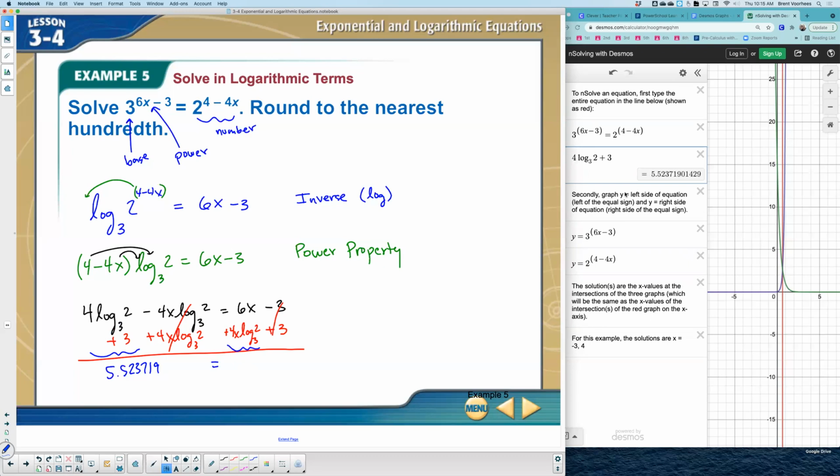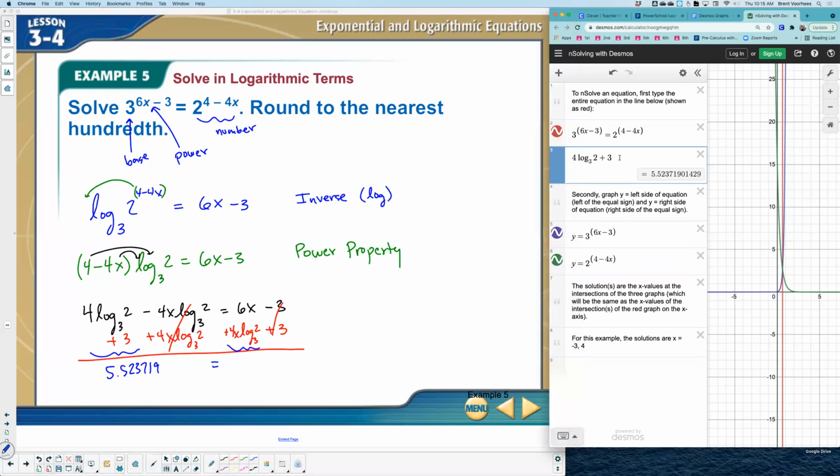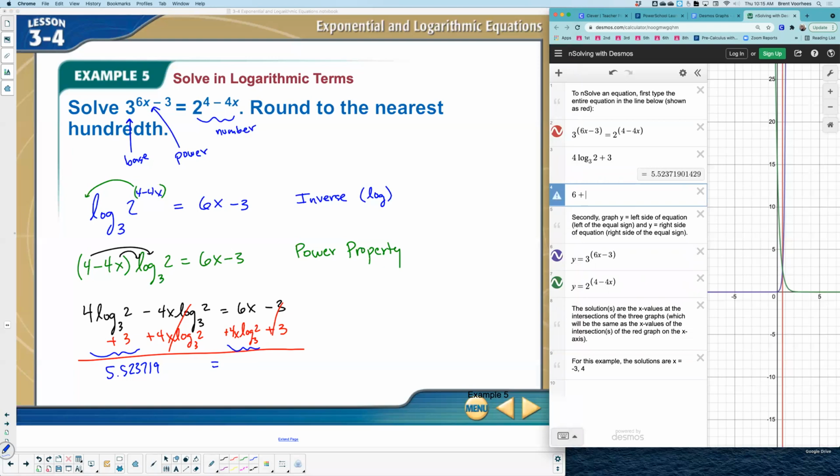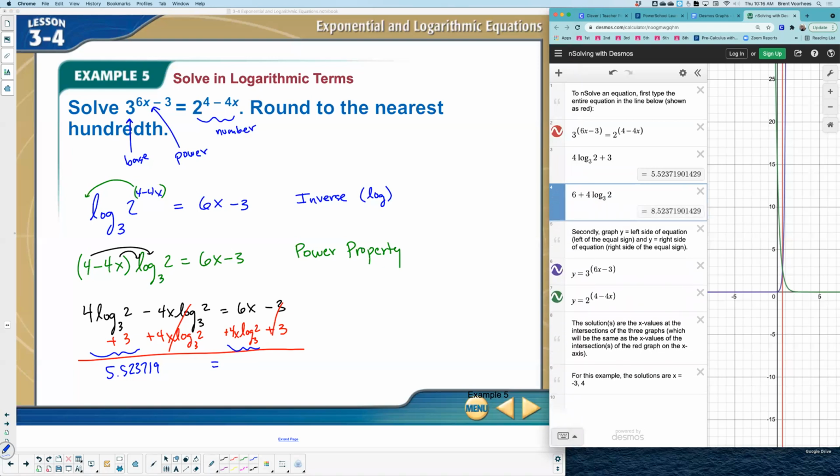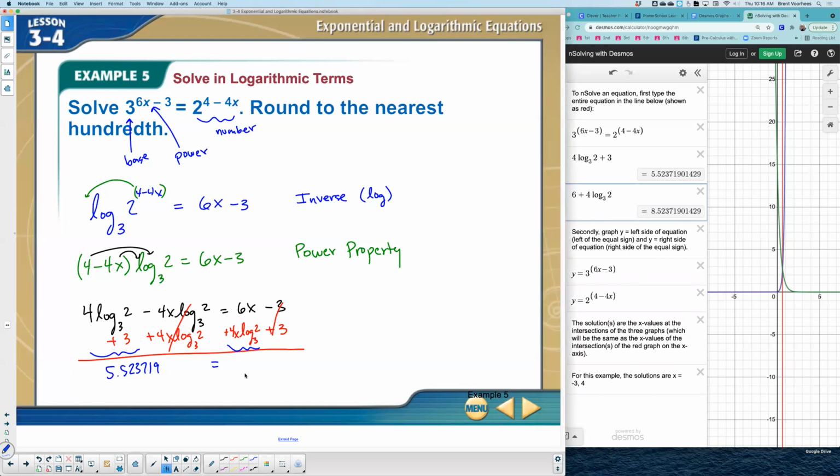And let's see what 6 plus, I'll add the x in a second, 4 log base 3 of 2 is approximately the decimal 8.523719. And this is with an x.